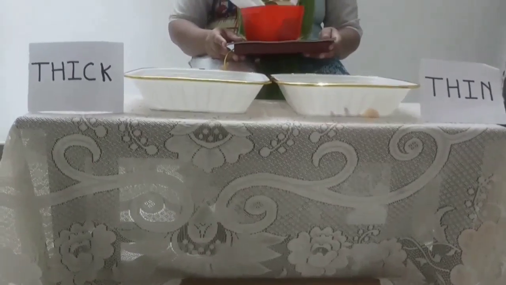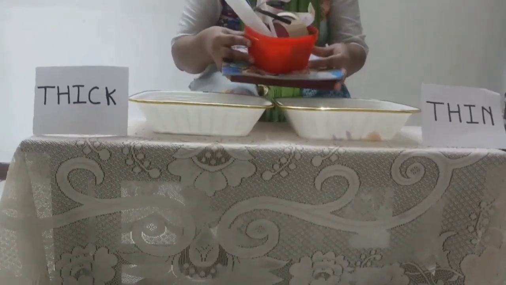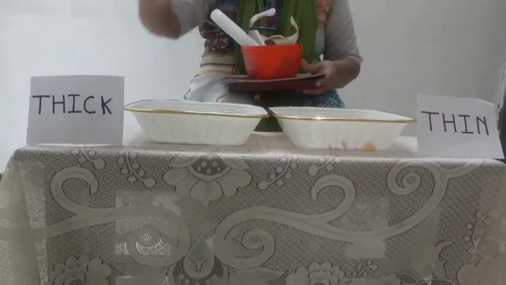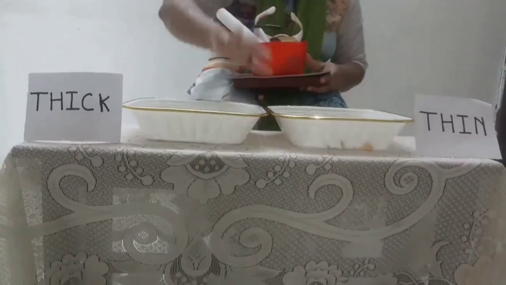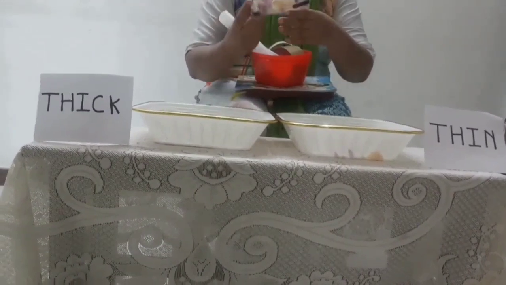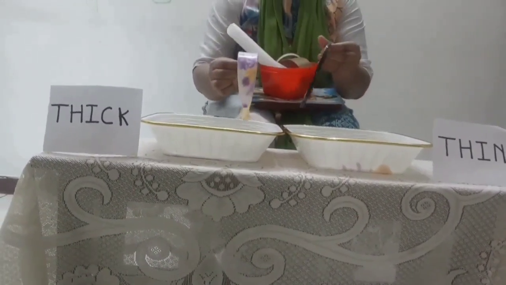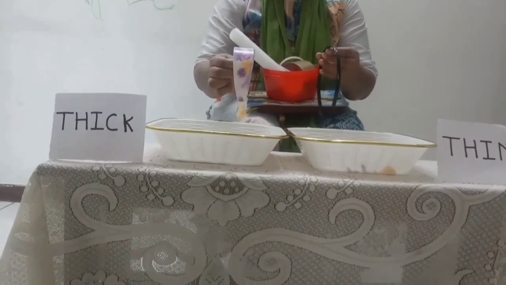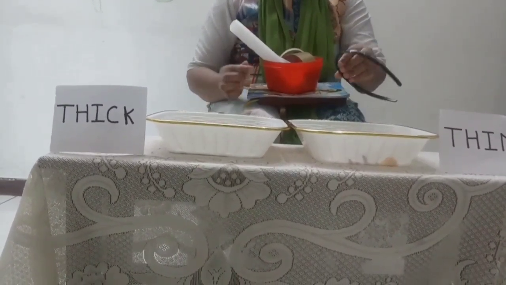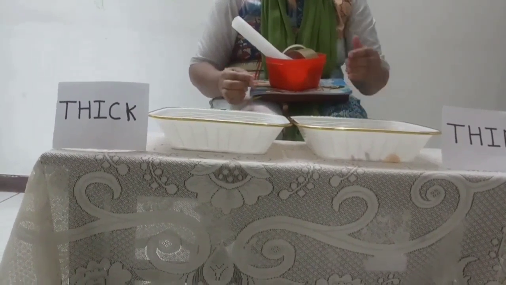Let's start the activity. We will be segregating these objects according to thick and thin within the baskets. So let's start. First object is hairband. Thick hairband, thin hairband. So thick goes here and the thin hairband goes here.